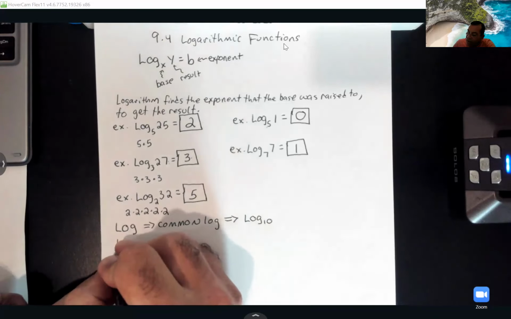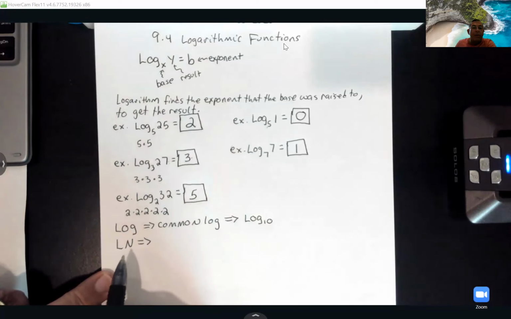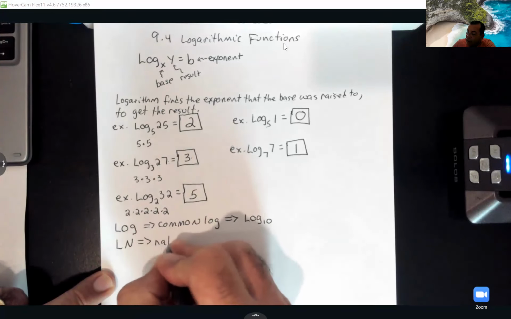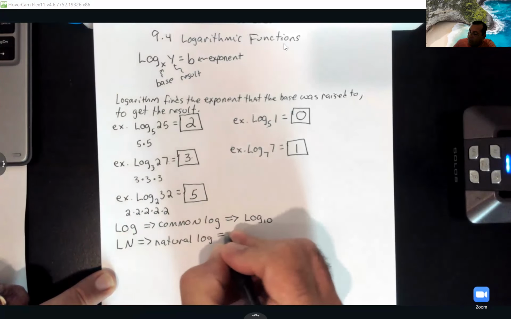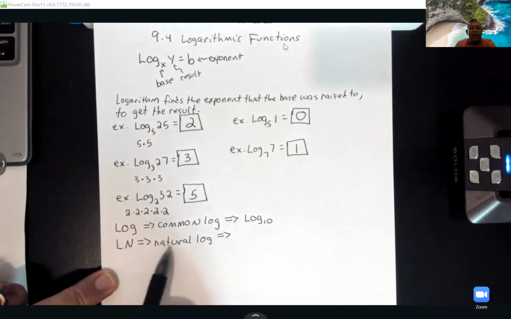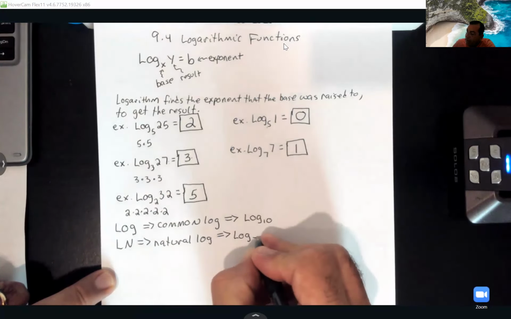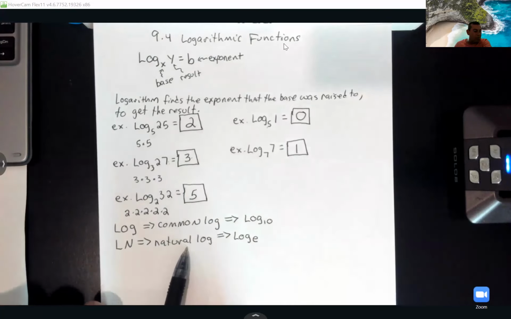And then we have another one on your calculator to the left of the 4. And this is the LN, and this is what we call the natural log. And y'all, a natural log is actually a log base E. So that Euler's number we learned last week is the base of the natural logs, okay?